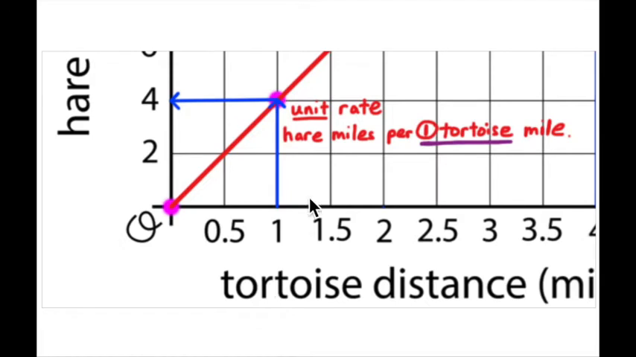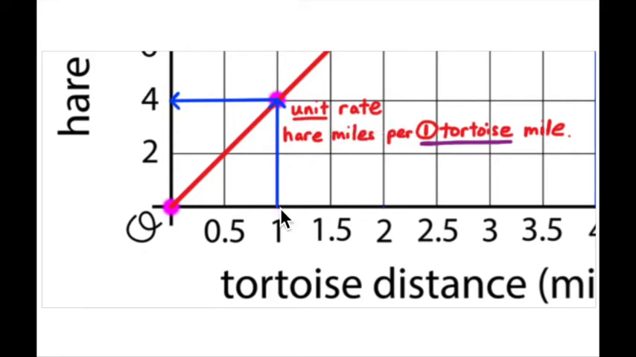So if we zoom in on this a little bit, that's called the unit rate. So in 1 mile, 1 unit that the tortoise moves, how far does the hare or the rabbit move? Well, the hare moves 4 miles. So the hare's miles per 1 tortoise mile is called the unit rate.